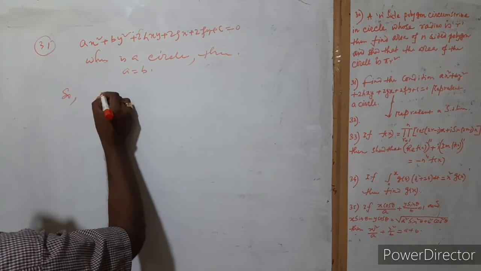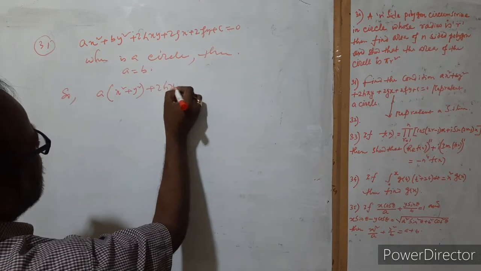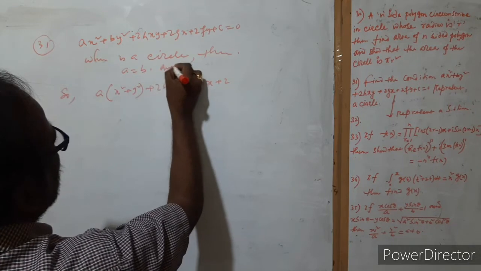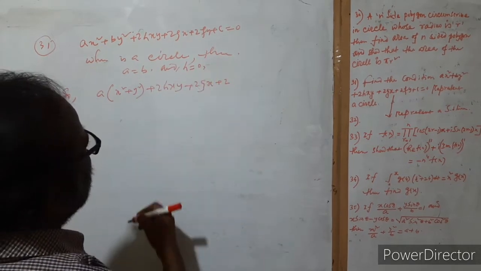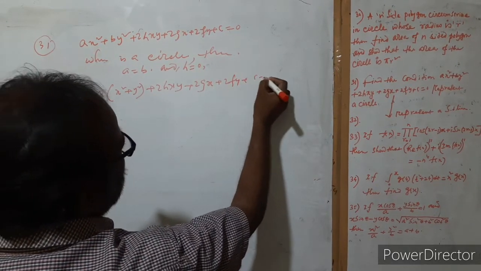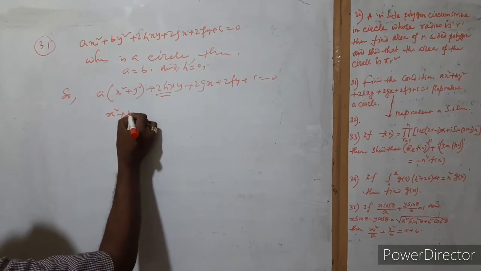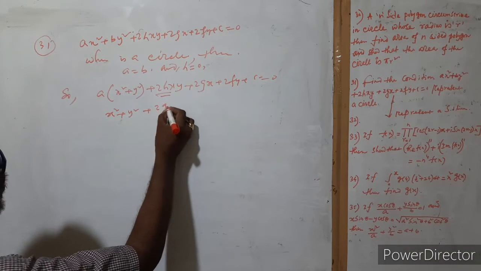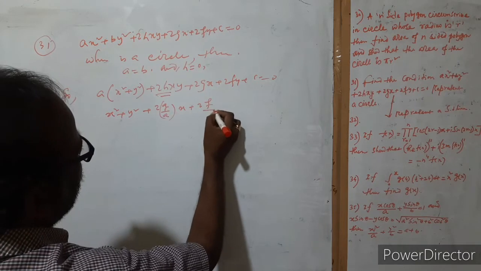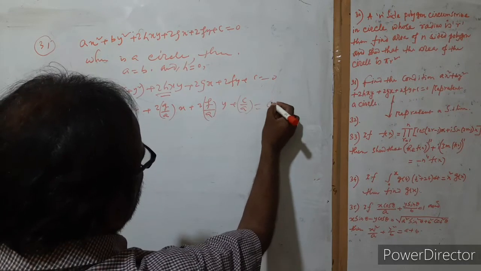So we can write, taking a common: a(x² + y²) + 2hxy + 2gx + 2fy + c = 0. H is equal to 0, then it will be a circle. So put h equal to 0 and a equal to b, dividing by a: x² + y² + (2g/a)x + (2f/a)y + c/a = 0.